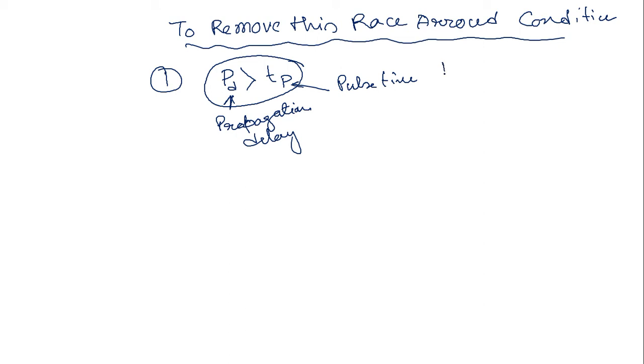But the thing is that PD is a very small range, in the nanosecond range. So practically, creating a pulse time TP in the nanosecond range or lesser than a nanosecond is very difficult. So practically it is not used.